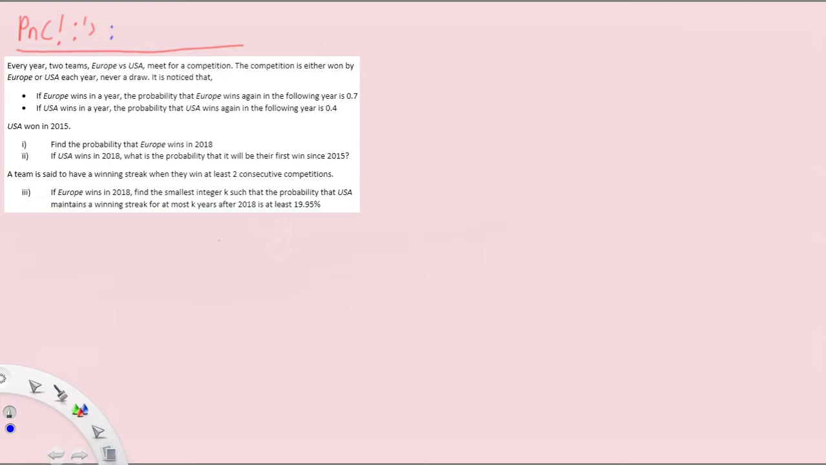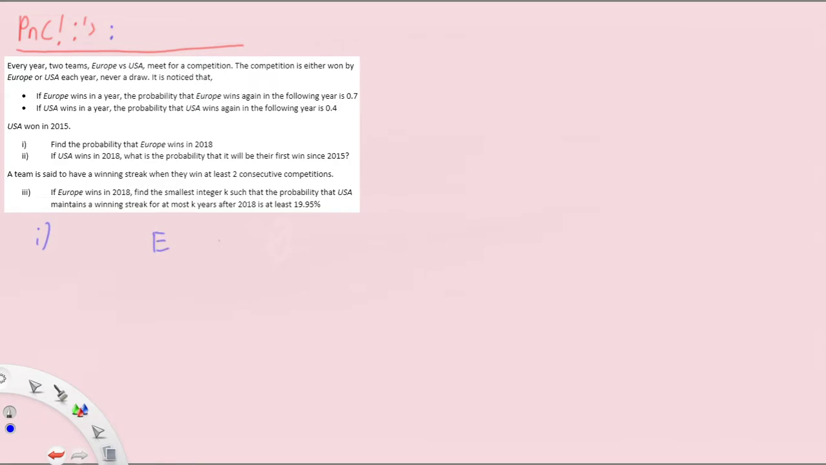USA won in 2015, so that is the context that we need to take note of, because, as you will see later, it will affect our calculations of the probability of Europe winning or USA winning. And this is actually found right here, where we want to find the probability that Europe wins in 2018, so we're only concerned with 2016, 2017, and 2018, so only these 3 years.